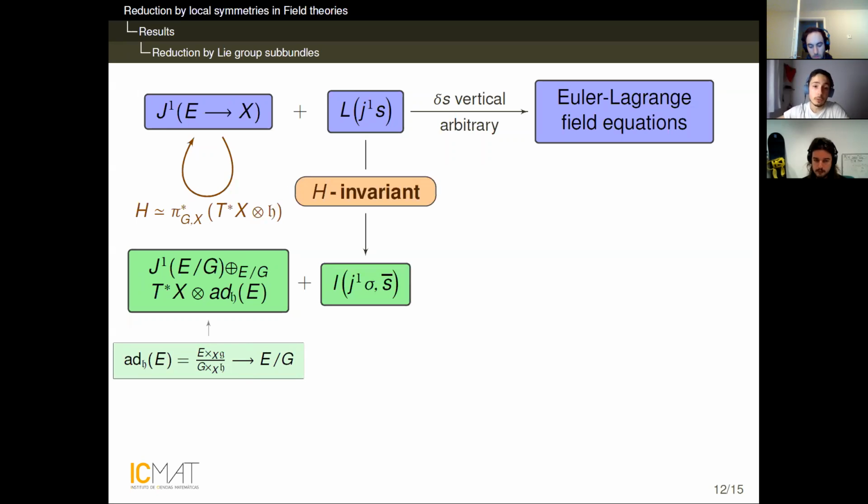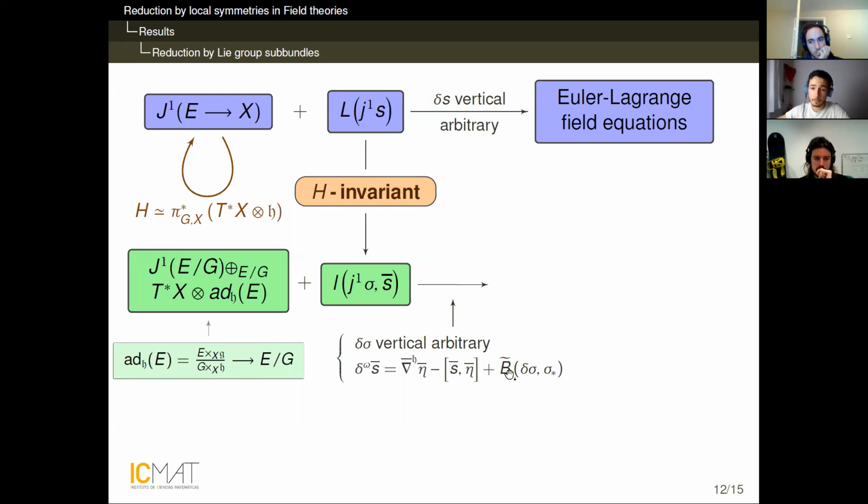Therefore, the reduced Lagrangian will depend on two sections, on first jets of sections on the reduced space, but also on sections on this vector bundle. And the last step is to find the reduced variations in order to obtain the equations. We got that the reduced variations have this particular form. Variations of sigma are arbitrary, but variations of the vector sections have this form, and to express it, we need the generalized principal connection omega.